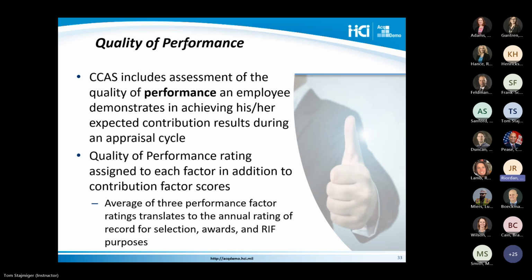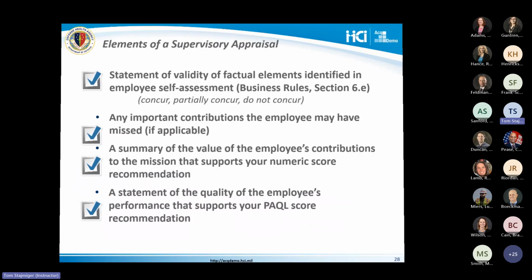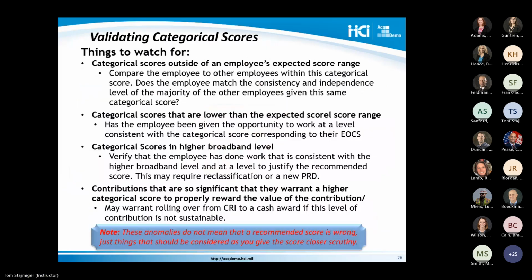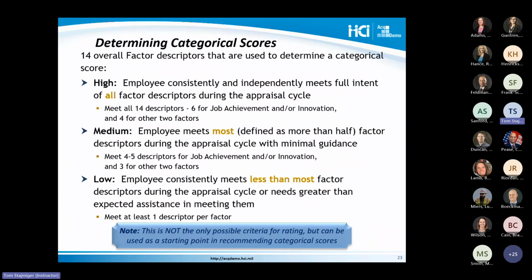So when it comes to low, medium, and high on the categorical score, high is if you meet all the descriptors, low is if you meet 1, medium is anything in between that. Not quite. So medium is most. So for job achievement, let me see if I can come back to wherever that slide is. Here we are. For job achievement, most, and we're defining most as more than half.